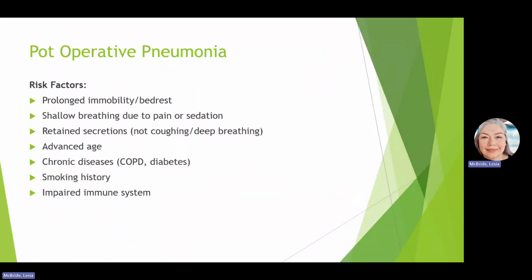Postoperative pneumonia. That's due to prolonged immobility and bed rest. Shallow breathing instead of doing deep breathing and instead of spirometry, that's going to cause them to have pneumonia. They retain secretions, not coughing or deep breathing, due to advanced age, chronic diseases, COPD, diabetes, smoking history, and impaired immune system. You're going to see that they may get confused.